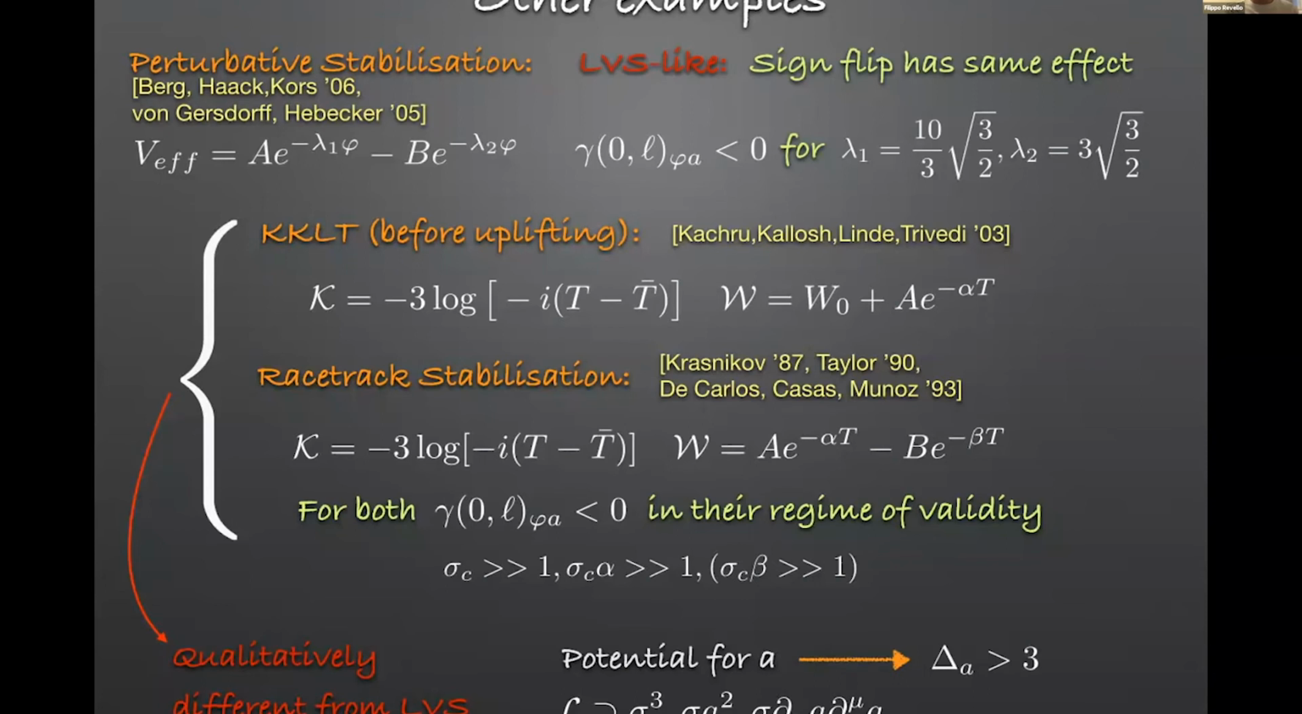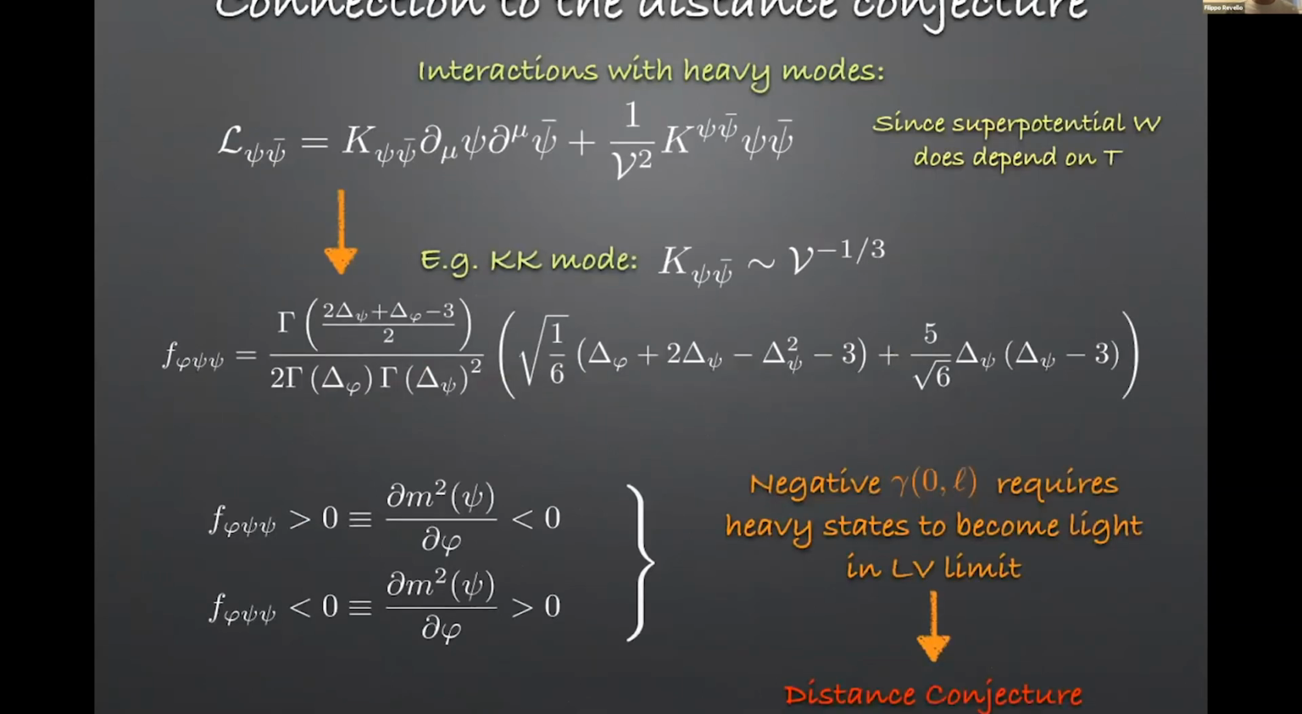Other examples are perhaps more interesting: KKLT and racetrack stabilization. Again, very similar, all of these before uplifting, of course. So still AdS vacua. And again, here this anomalous dimension is negative, precisely in the regime of validity of these series, for example where single instanton approximations can be trusted. And these are actually a bit different from LVS, because from a qualitative point of view, in this case the axion is massive and there's a potential. So for example, we have a sigma a squared term in the potential, and it's precisely this term that gives the negative anomalous dimension.